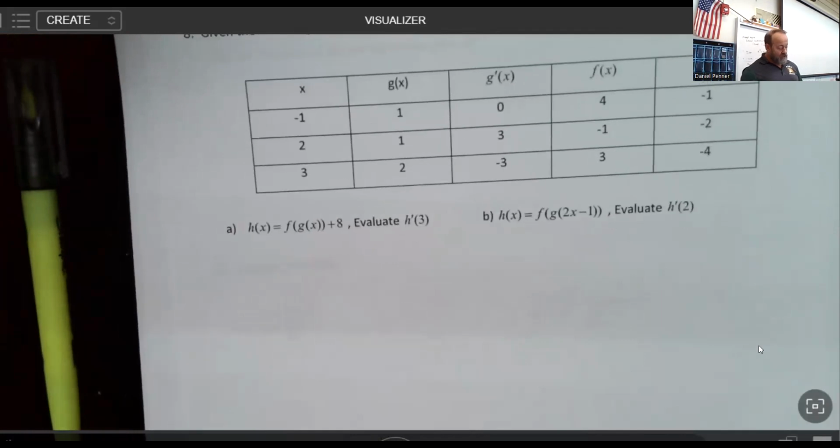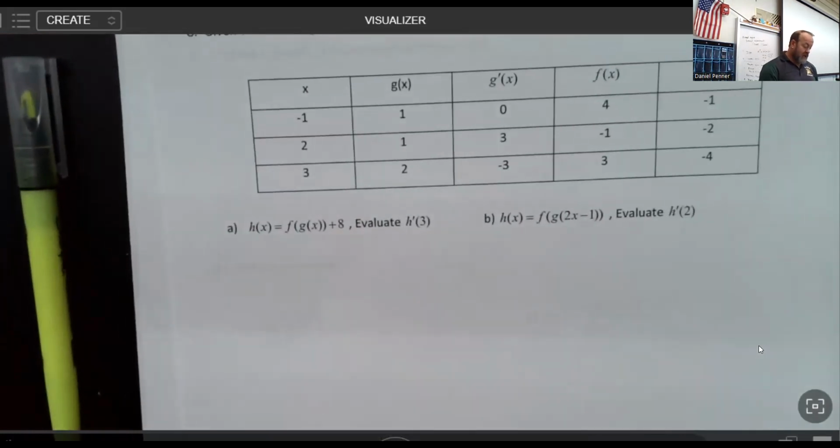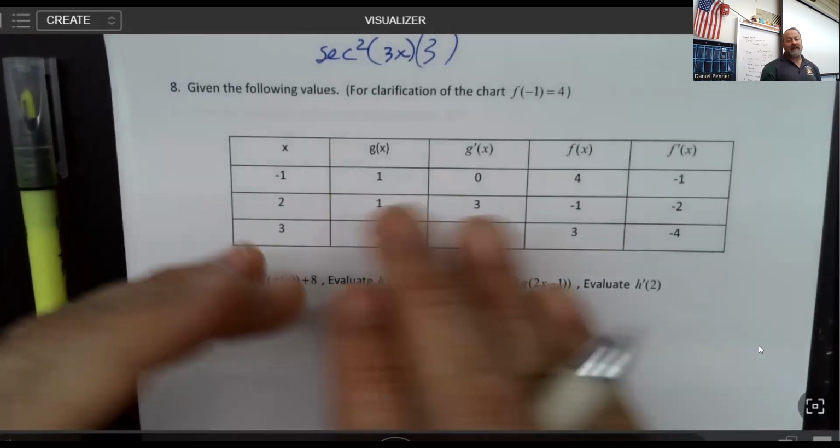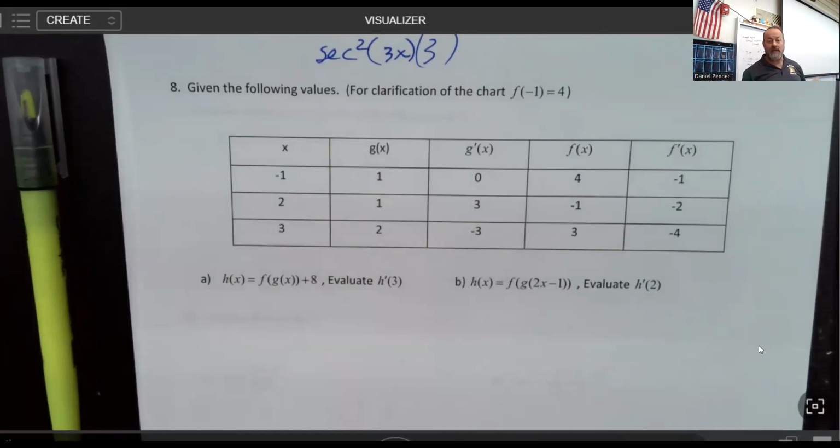But we didn't need that. So here's the last one for this particular video, problem number 8. So we've got this chart. And in fact, I actually took this problem. This was a test question. I believe it was last year.